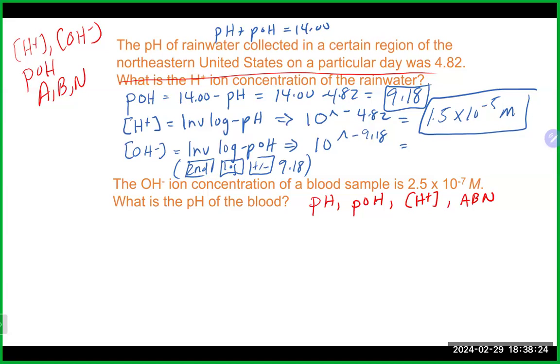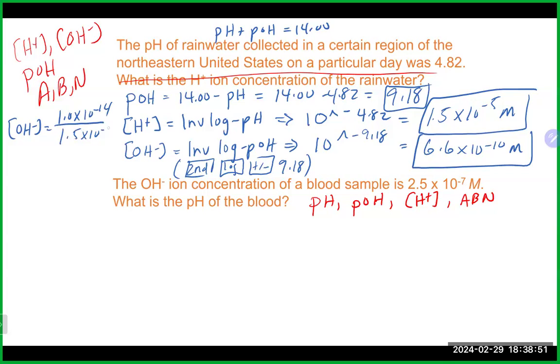negative 9.18. There it is. We'll call it 6.6 times 10 to the minus 10 molar. We do need concentration units as it is a concentration in this particular case. Once again, if you chose the KW route, you could have done OH minus is equal to 1 times 10 to the minus 14, which is KW, divided by 1.5 times 10 to the minus 5. And that will get you maybe 6.7 with some rounding there, times 10 to the minus 10, but pretty much the same answer if you wanted to go that way with it as well. So that's one of the alternative ways of doing that.